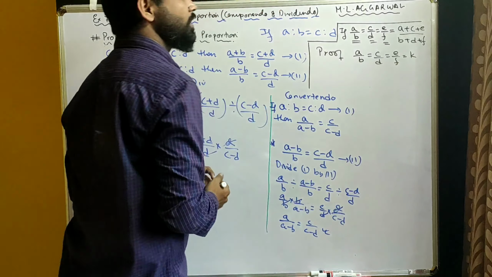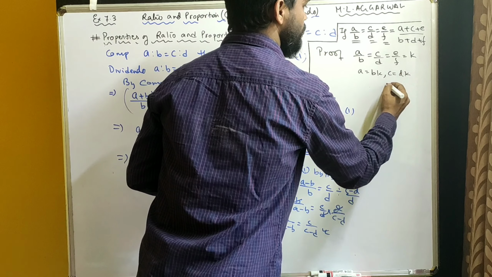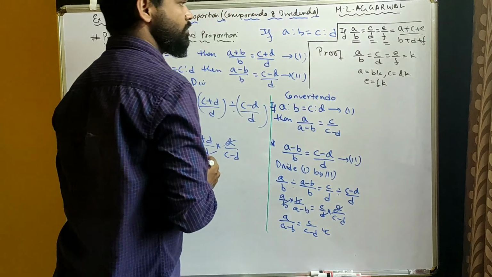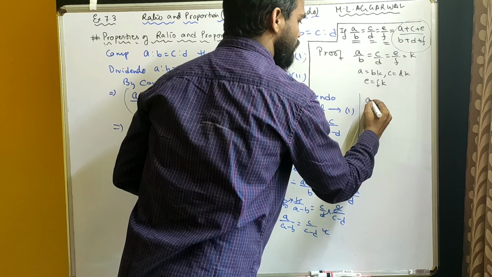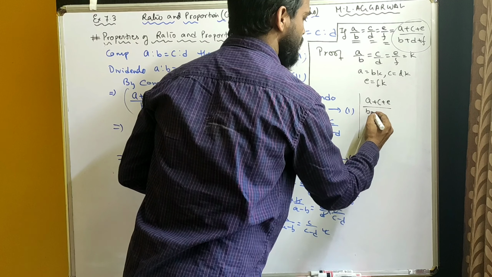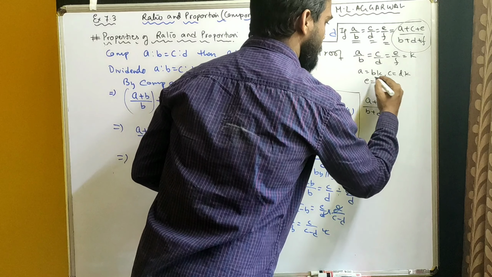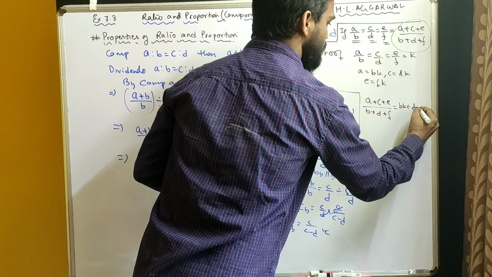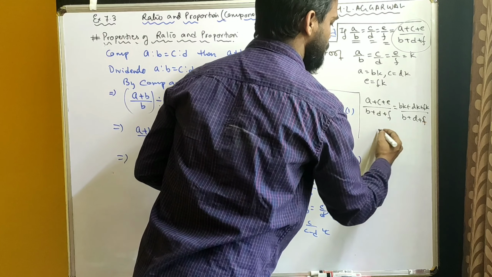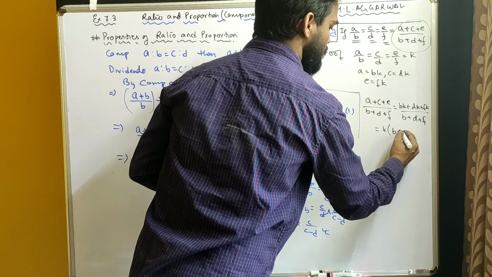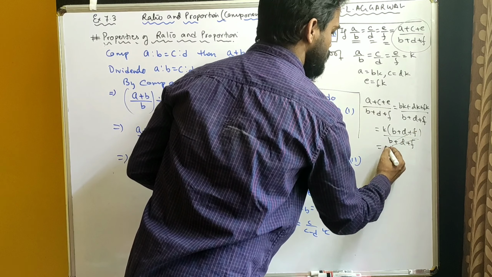Suppose I take it as K. Then A equals BK, C equals DK, and E equals FK. Now take this. We'll find the value of (A plus C plus E) by (B plus D plus F), which is equal to (BK plus DK plus FK) by (B plus D plus F). Take K common: (B plus D plus F) by (B plus D plus F), which is equal to K.